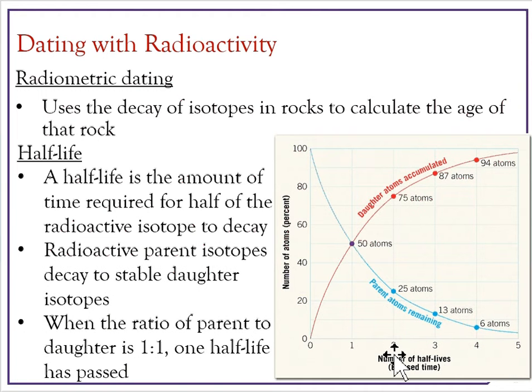Here in this figure, you see that this decrease or increase in the masses of daughter and parent atoms is exponential. When the ratio of parent to daughter is 1 to 1, that means one half-life has passed. And after two half-lives have passed, we will have this ratio being 1 to 3. And it goes on like that.